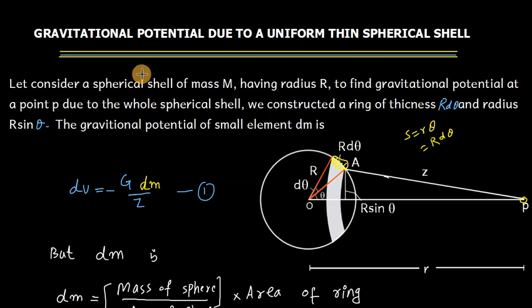Now the gravitational potential due to a uniform thin spherical shell. What is a thin spherical shell? That spherical object which is hollow inside is known as a spherical shell, like a football, tennis ball and so on.